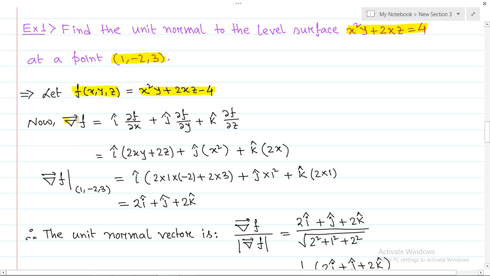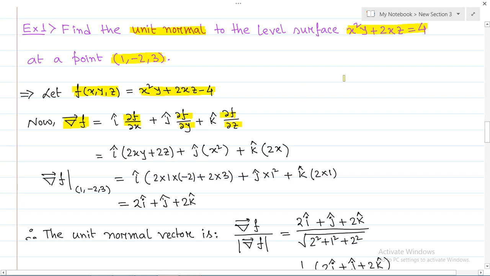Now we need to calculate the gradient of f. Why? What is the purpose? Because in the question they are asking for the unit normal vector, and from the physical meaning of the gradient we have learned that the gradient of f at a particular point represents the normal vector to the surface. So we apply the formula: i cap ∂f/∂x, j cap ∂f/∂y plus k cap ∂f/∂z.